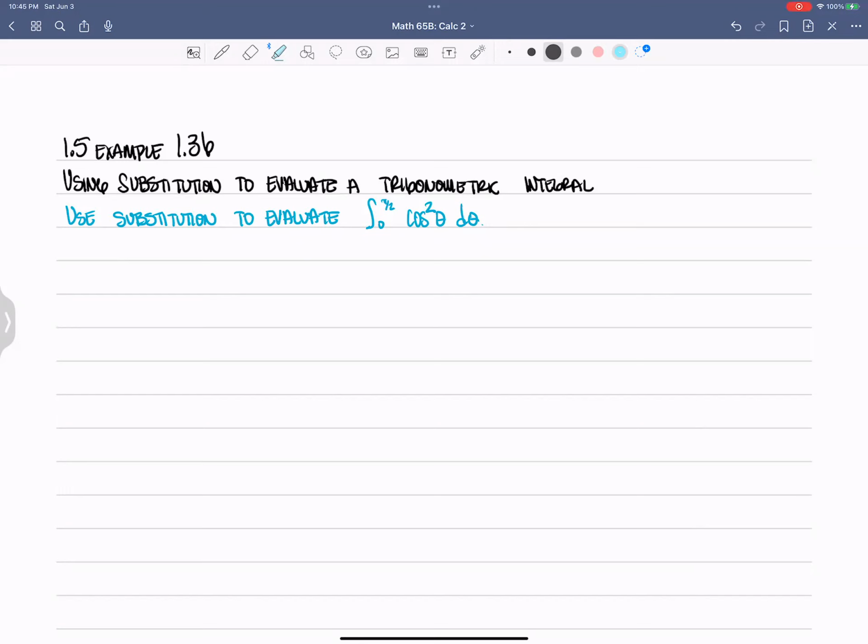Section 1.5, example 36, using substitution to evaluate a trigonometric integral. So use substitution to evaluate this. Right now we don't have much to work with. Earlier when we were working with the trig functions, we did have the opposite in the numerator that we had in the denominator, so it worked out nicely there.